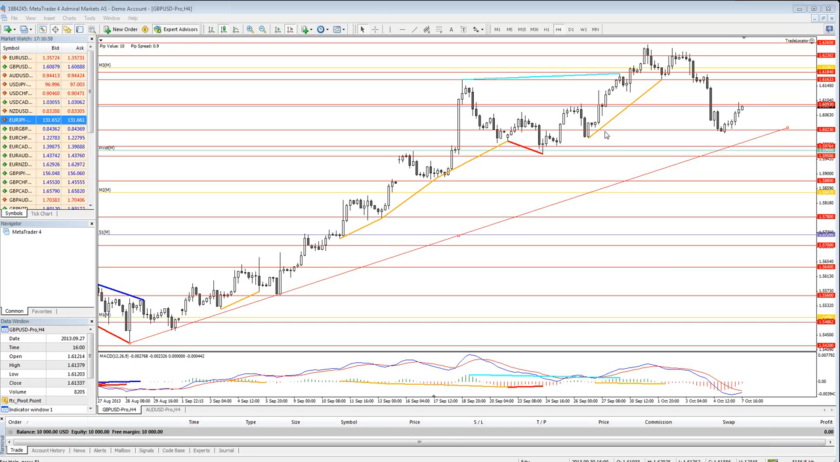Cable, we can see it around there. It was again hidden bullish divergence there. This is hidden bullish divergence over there. After that, what we did is zoom.